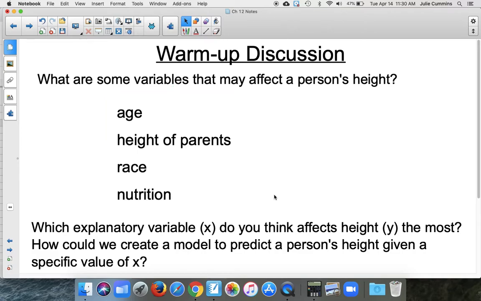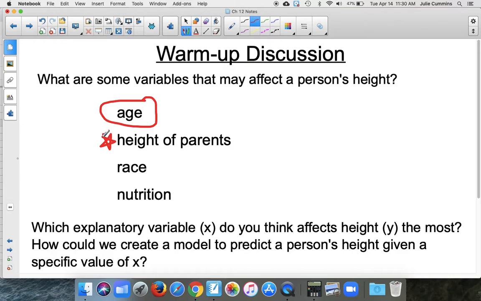Now, we want to think about which one affects height the most. Well, if we're talking about kids, I would definitely pick age. Okay, so if you're talking about from 0 to 18, that's going to be the biggest predictor, how old you are, the biggest predictor of your height. If we're talking about adults, it might be something more like the height of your parents, maybe.